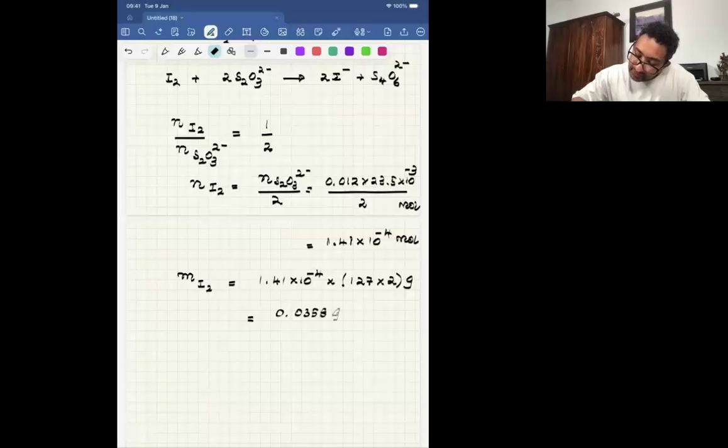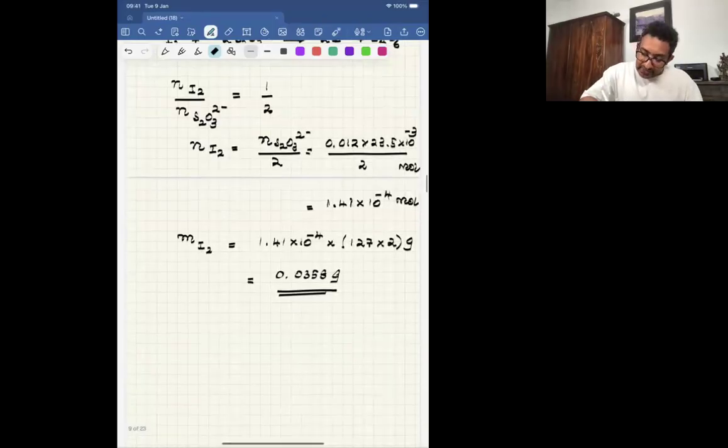0.0358 grams. Everybody understood that? Right? What mass of iodine is there? Did you get that? 0.0358, 35.8 milligrams. Very good. Well done. Then they ask you, part C.